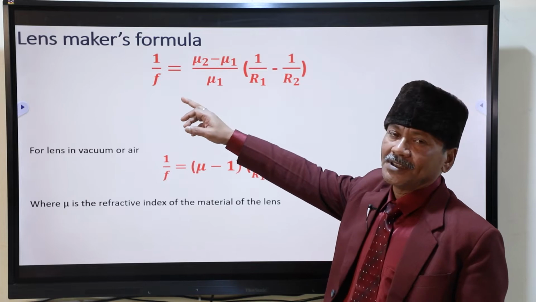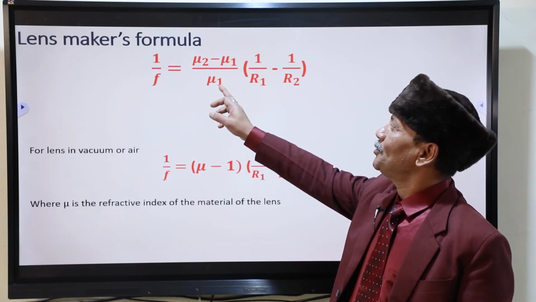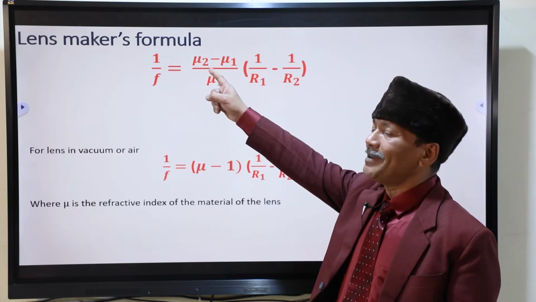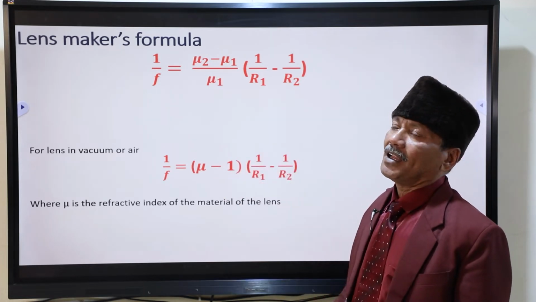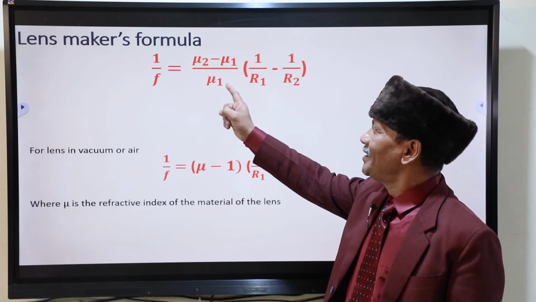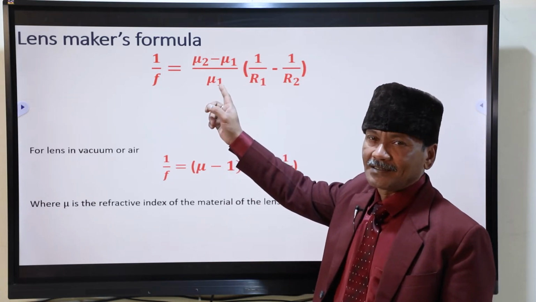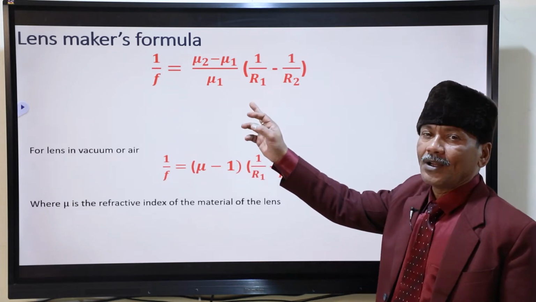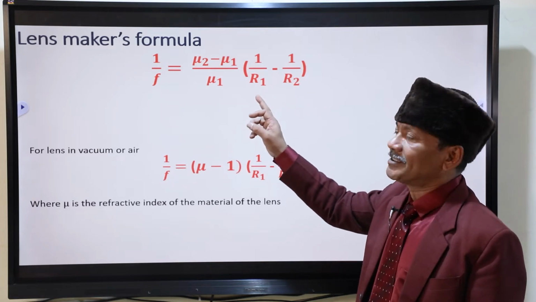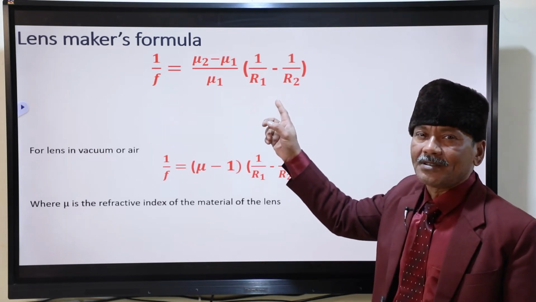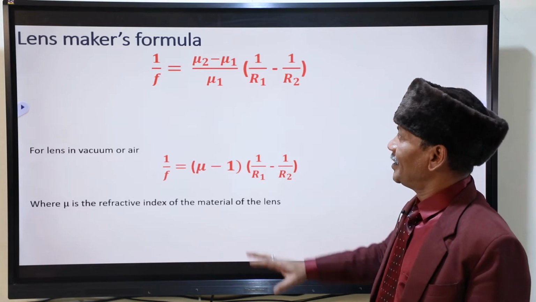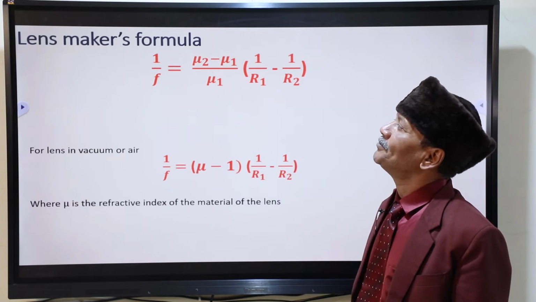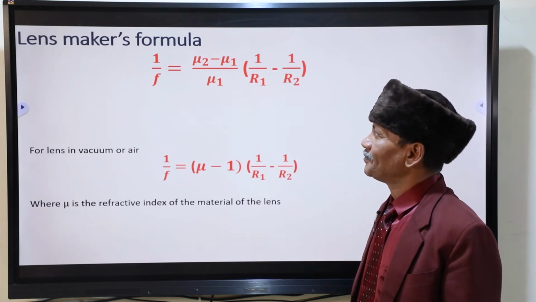1 by f equals (mu2 minus mu1) by mu1, times (1 by R1 minus 1 by R2). Mu2 is the refractive index of the material of the lens. Mu1 is the refractive index of the medium in which the lens has been placed. R1 is the radius of curvature of the first surface. R2 is the radius of curvature of the second surface. This is the normal, original form of the lens maker's formula.